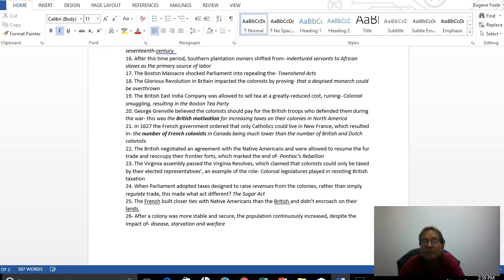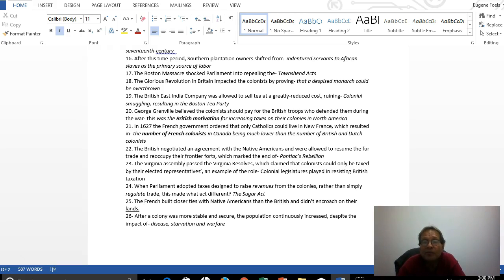20, George Grenville believed the colonists should pay for the British troops who defended them during the war. This was British motivation for increasing taxes on the colonies in North America. 21, in 1627, the French government ordered that only Catholics could live in New France, which resulted in the number of French colonists in Canada being much lower than the number of British and Dutch colonists.